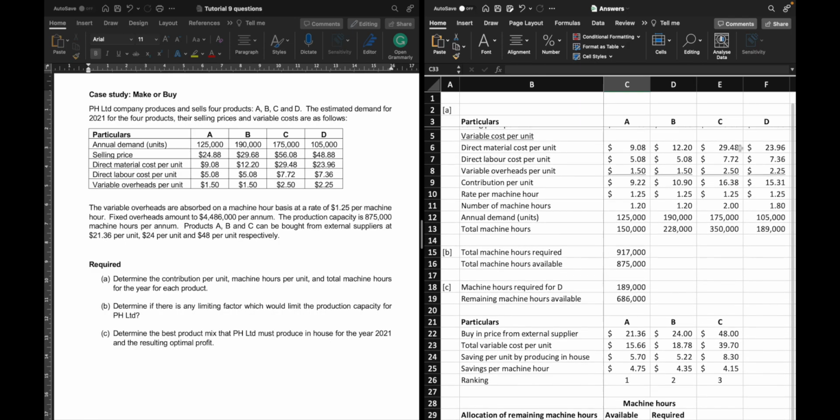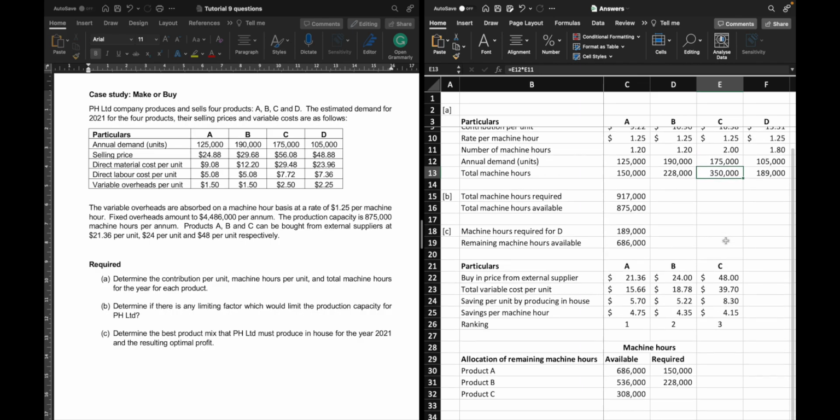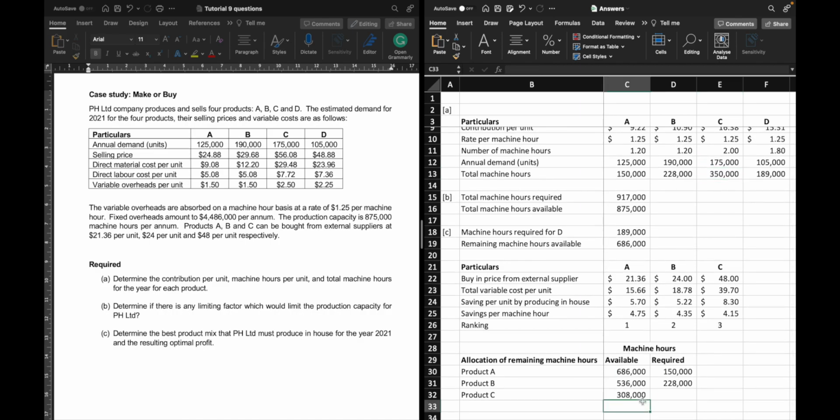In order to meet the full demand of 175,000 units of C, we need 350,000 machine hours. However, we are only left with 308,000 machine hours, and each unit of product C requires 2 machine hours to produce in-house. So with 308,000 machine hours, we are able to produce 154,000 units of product C.